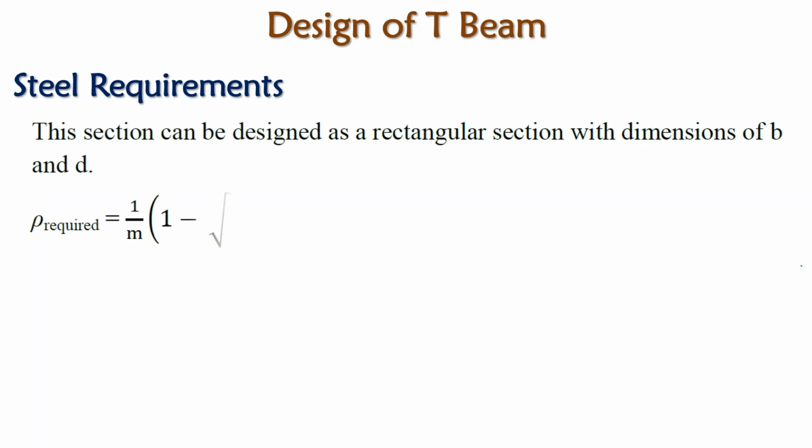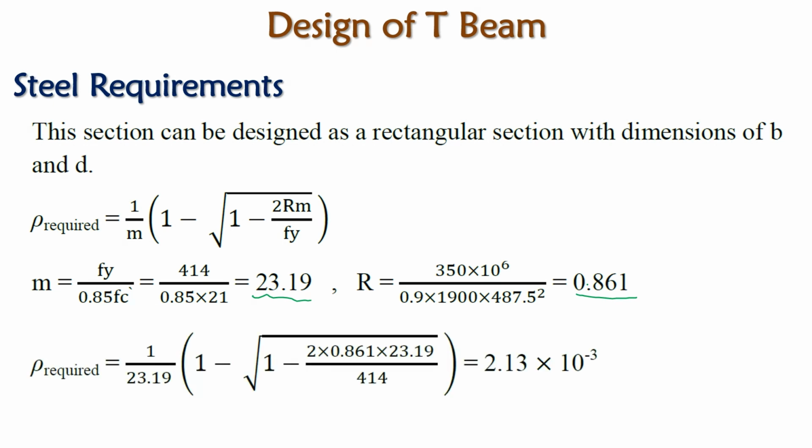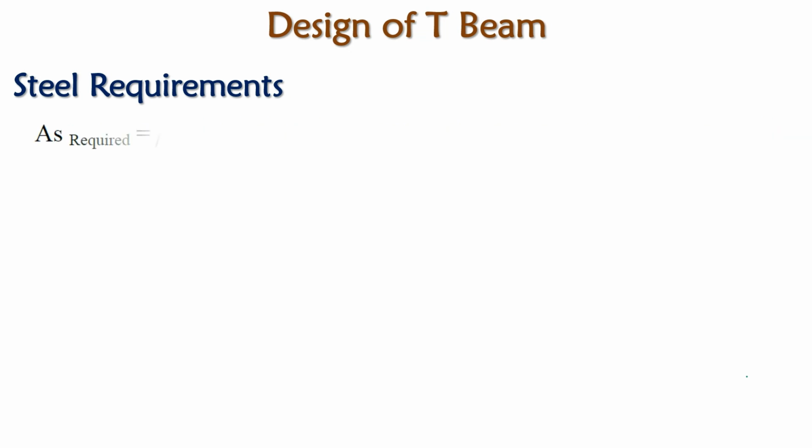For this, we have a formula for the requirement of steel for a rectangular beam. This is a well-known formula. We have studied this formula in the last two lectures, for M and R calculations. The value of M is 23.19 and the value of R is 0.861. We will put these values in the formula and we will get the required amount of steel as 0.00213. This is the required ratio of steel. So what area of steel will be required?